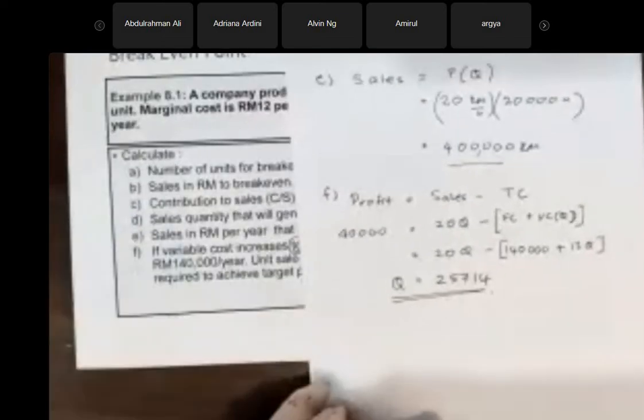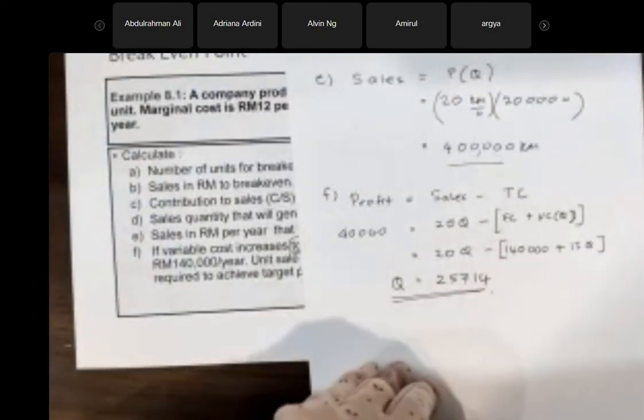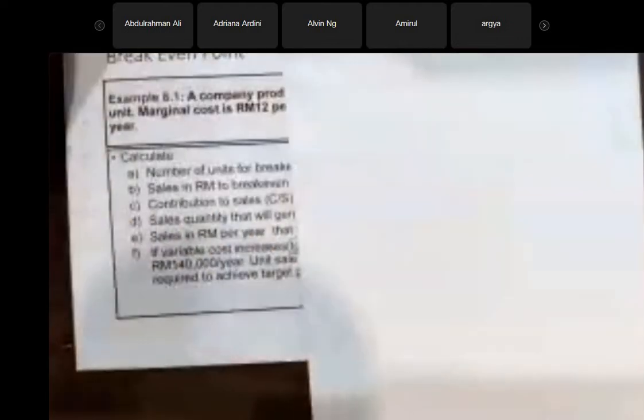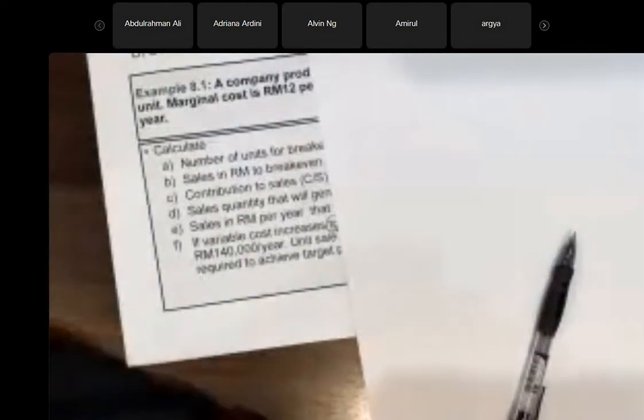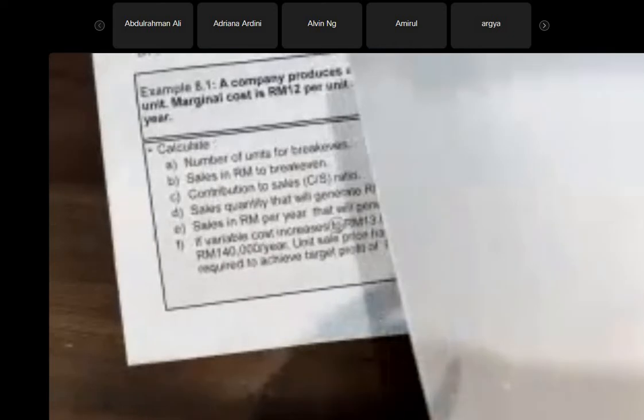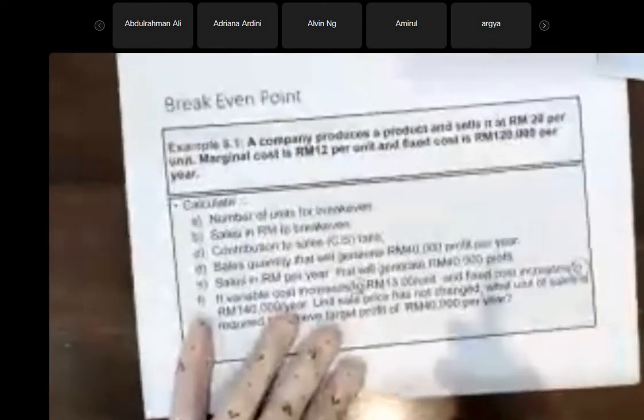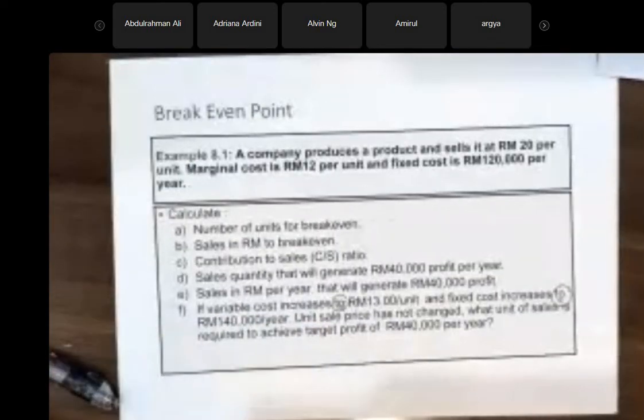Okay, easy, right? Still easy, nothing much. Okay, so we finish the break-even point. Only the revision, only the revision.